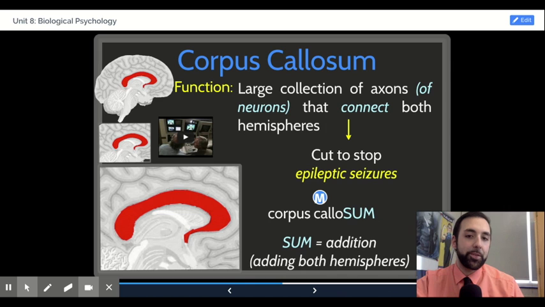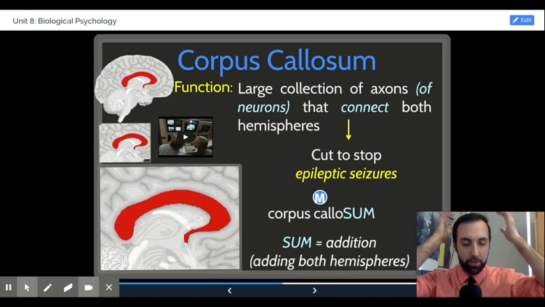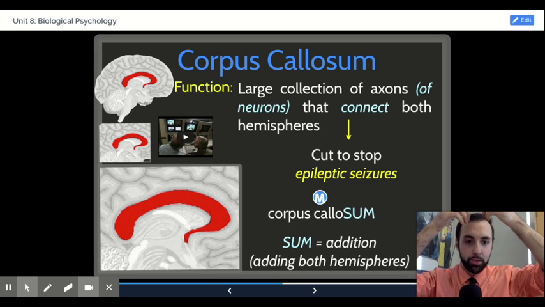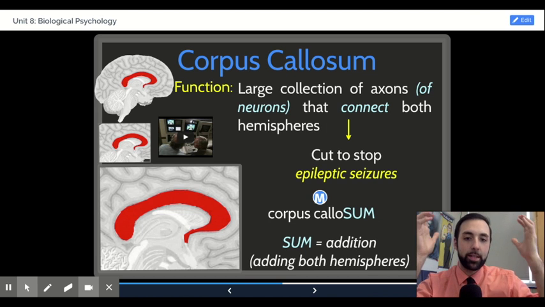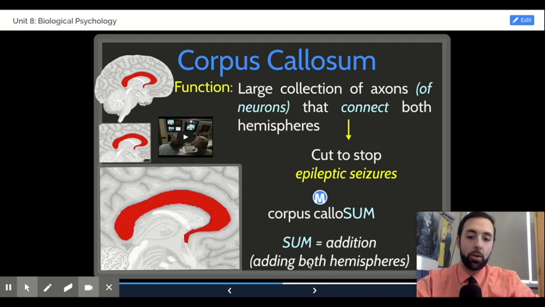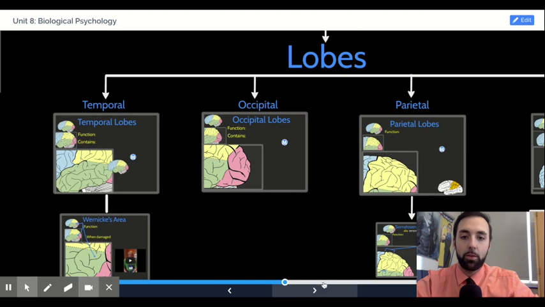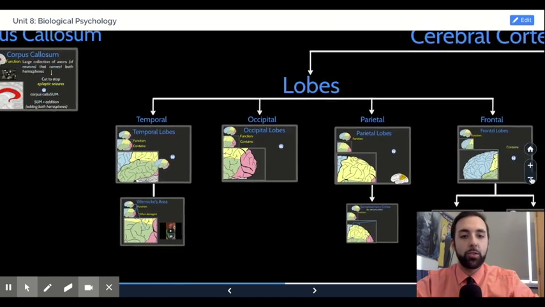As a mnemonic, I look at the SUM at the end of callosum, and I think of the word sum as an addition. The corpus callosum is basically what attaches and adds together the left and right side of the brain. Without a corpus callosum, which again is directly in the middle of the brain, separating the hemispheres, your left and right side of the brain simply would not communicate with one another, which is in fact something that occurs, which, as I alluded to a few moments ago, we'll talk about later in this unit.